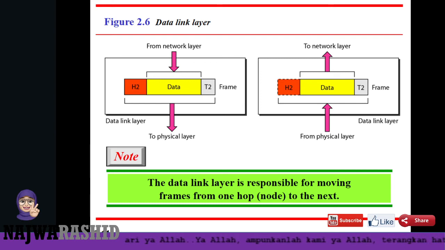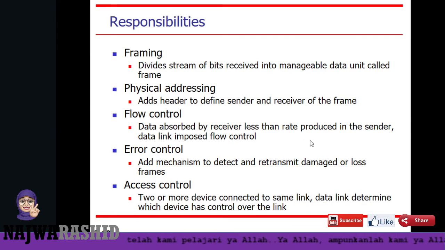So at the receiver side, from the data link it goes to the physical layer, goes to another physical layer at the receiver part. From the receiver, the physical layer goes to the data link layer. Okay, that is the flow. You can see that this is the flow of data. So this is the list of responsibilities of the data link layer.